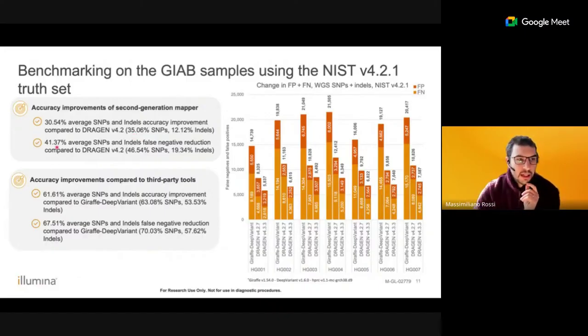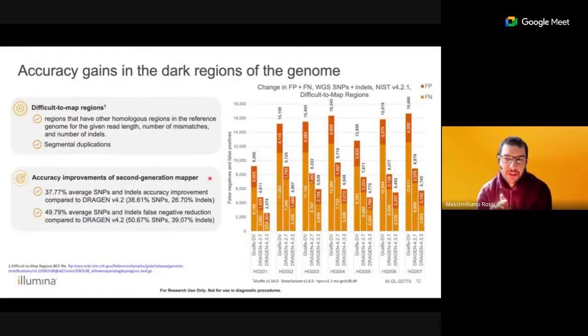We also see an even larger 41% false negative reduction compared to the previous version of Dragon. So we do correctly detect more variants. If we compare to the publicly available tool, then the gap is slightly larger, and it goes up to 61% accuracy improvement on average.